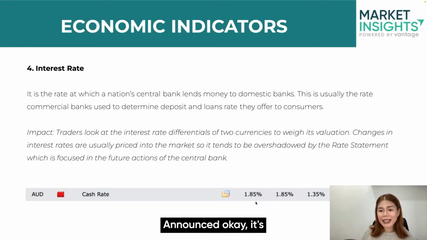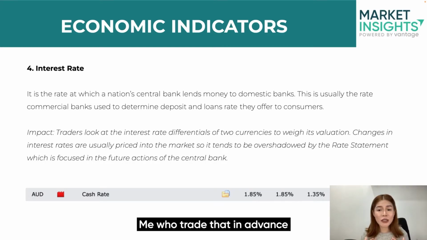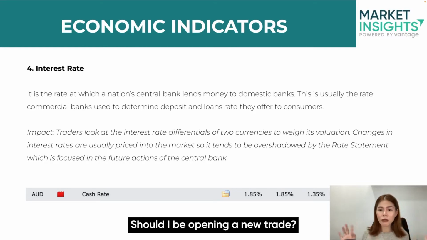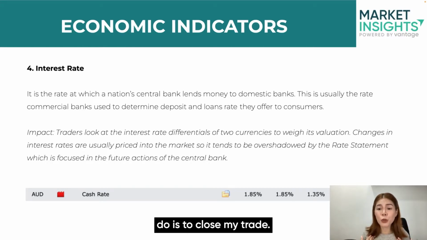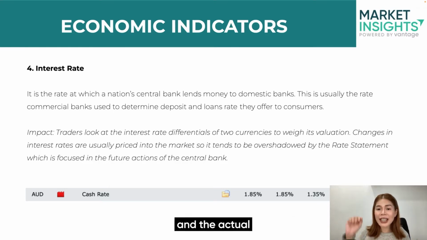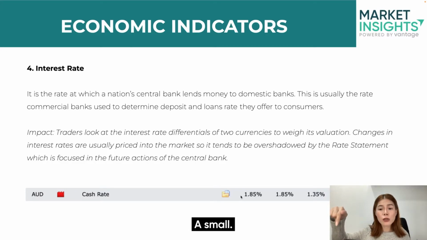So when the RBA announced, okay, it's 1.85%, me who traded in advance, should I be entering the market again? Should I be opening a new trade? No, I'm not. What I'm gonna do is to close my trade. That's why it's called priced in already. Traders already traded in advance. And when a certain event is already priced in and the actual is the same as forecast, would we be seeing an increase here? No, we're gonna see a small dip there.